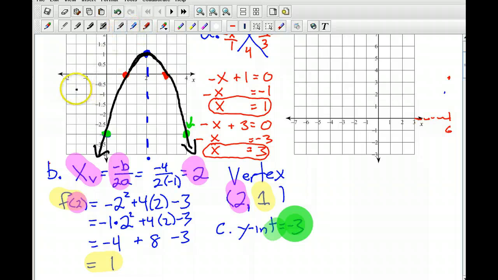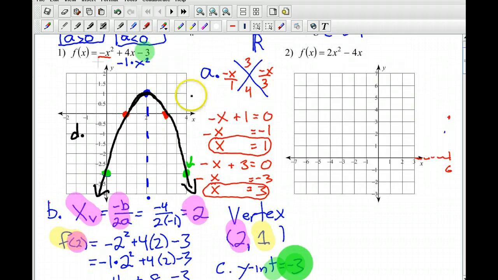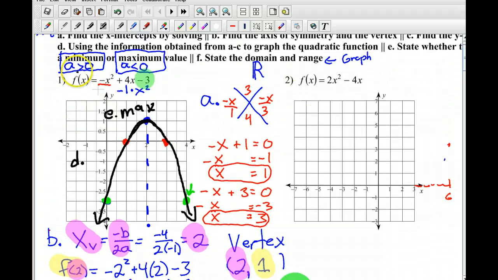We just did part D, we graphed it. That's D. E. Is this a max or a min? Yeah, we kind of knew that from the beginning. So E is max, right next to vertex. We already knew that before it even started because A was less than 0. And lastly, F, domain and range.